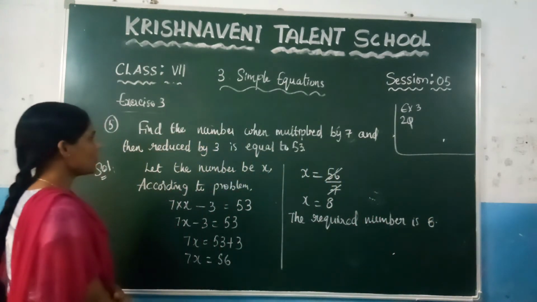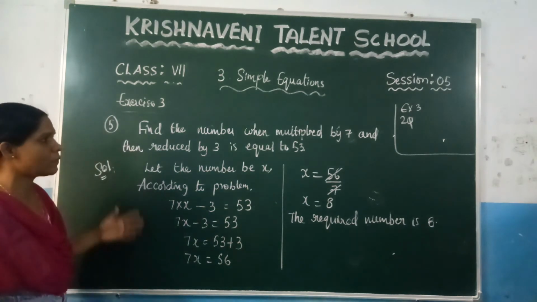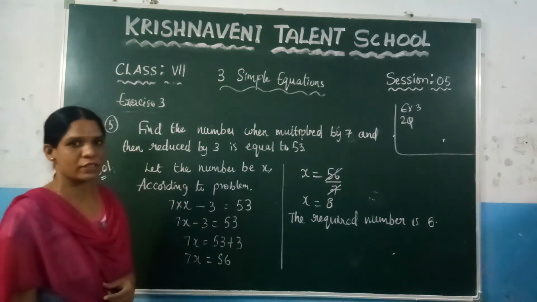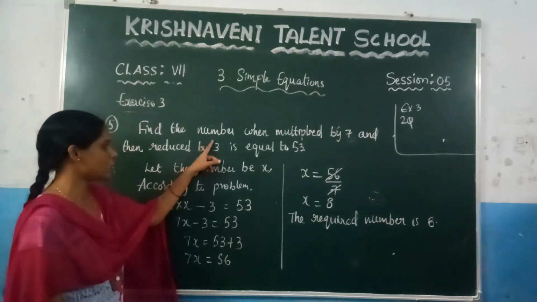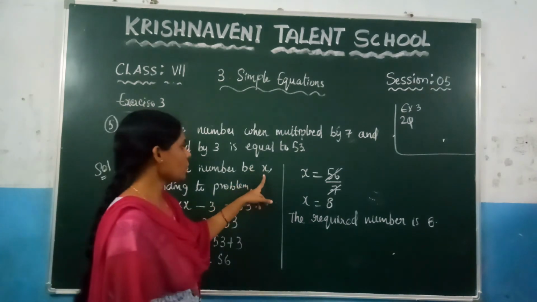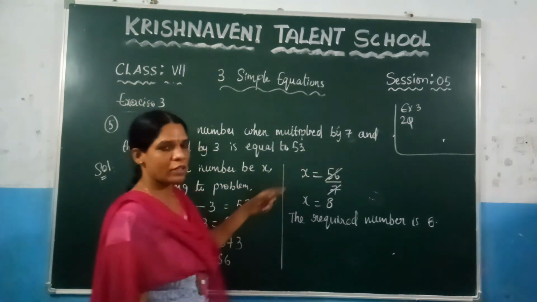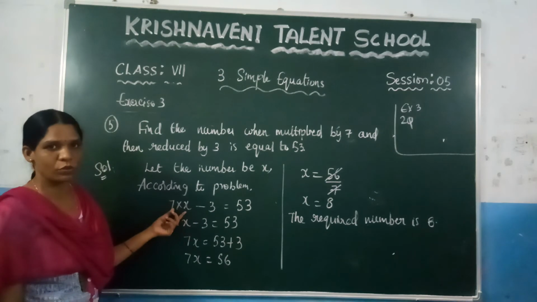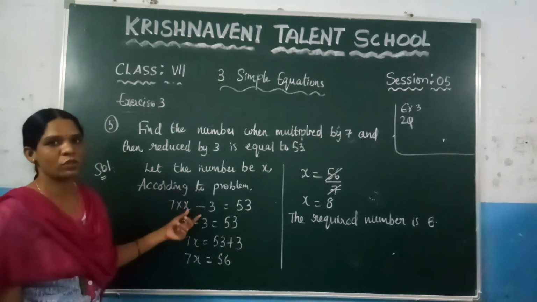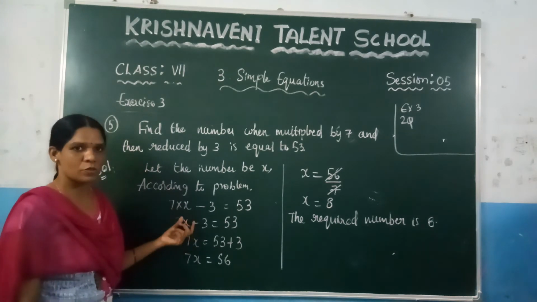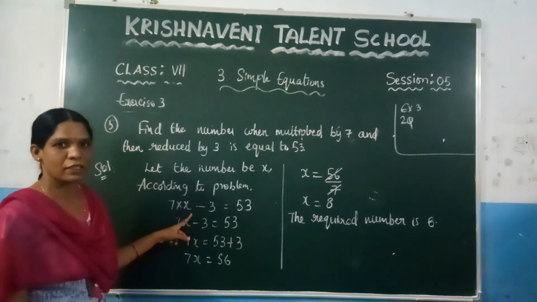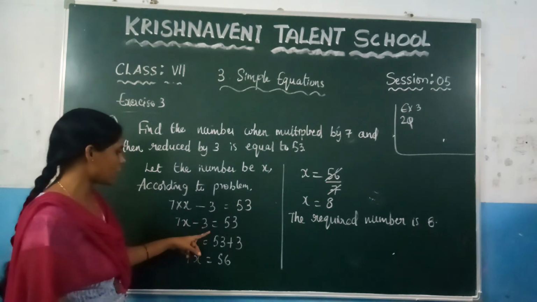So what is the problem they have given here? Find the number when multiplied by 7 and then reduced by 3 is equal to 53. That means here we don't know what that number is. Let us consider that number as x. They are saying we need to multiply this number with 7, so after multiplying with 7, you get 7 into x. And after that they said, then reduce it by 3. That means you need to decrease this value by 3. Decreasing is nothing but subtracting 3. So you will get 7x minus 3.